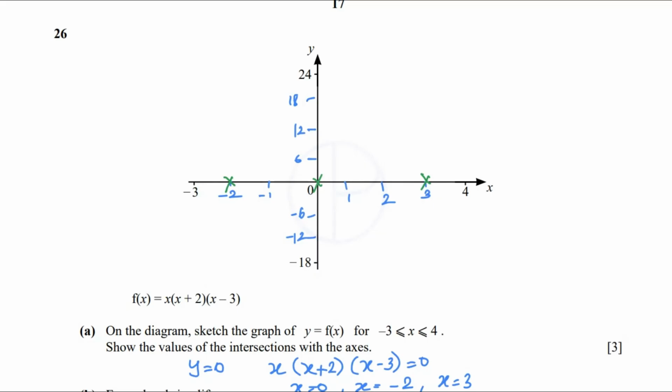How to draw this? Here the coefficient of x cube is positive. When the coefficient is positive, you will get a curve like this. When the coefficient is negative, then we will get a curve like this. Okay. Let's try to join these 3 points. Because this is positive, we will get a curve something like this.